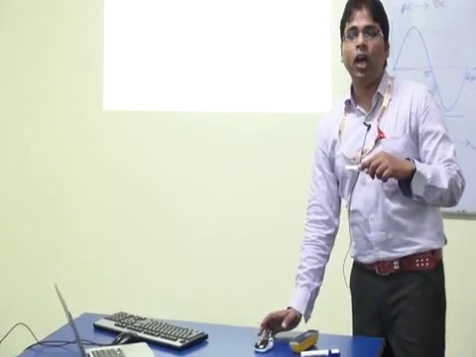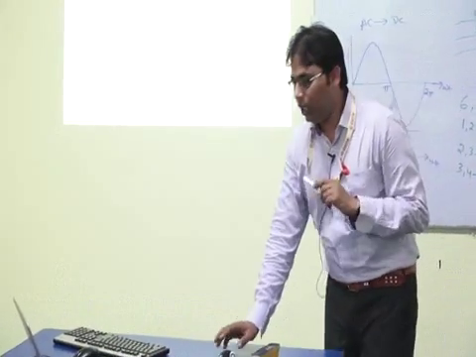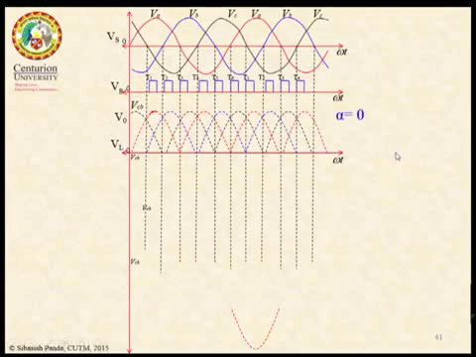So let us draw for alpha equal to 0, which means there is no delay. First, which two have we taken? 6 and 1. During 6 and 1, it will follow VAB. Now this is my VAB.